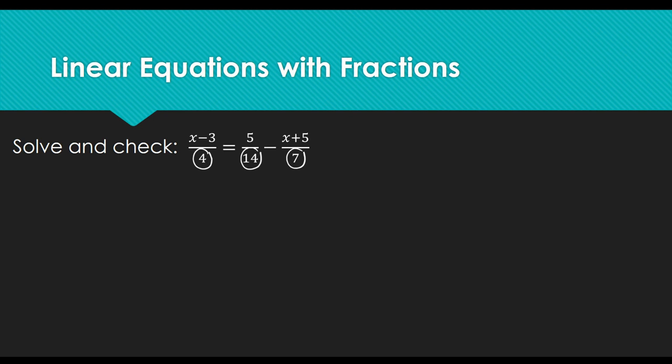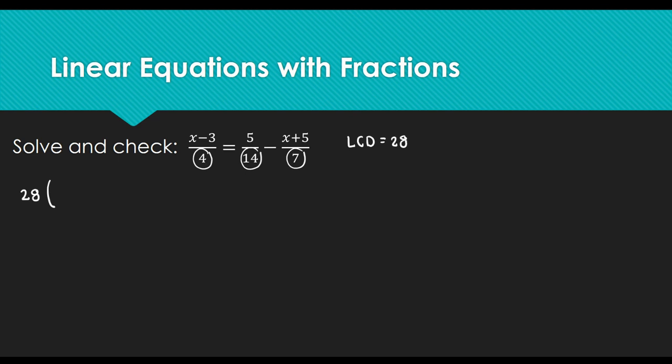I need to pick the next biggest number from 14 and then see if that works. So the next factor of 14, if I double that, would be 28. Well, 4 goes into 28, and so does 7. So that tells me that 28 is that first multiple that all of those denominators have in common. So now I'm going to multiply every single thing by 28.